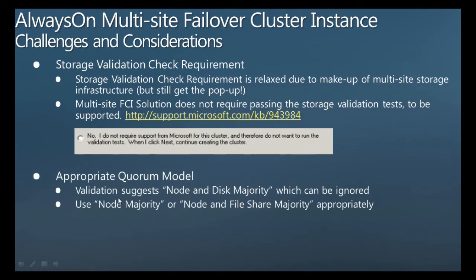Also, you need to consider an appropriate quorum model. If you run the cluster testing when you set up the Windows Server clustering, the validation suggests you use node and disk majority because it detects there's a shared storage. This should be ignored, as I just mentioned, because you will have another shared storage from the other side. So the correct way is to use node majority or node and file share majority. We'll talk more about the quorum model in this session.